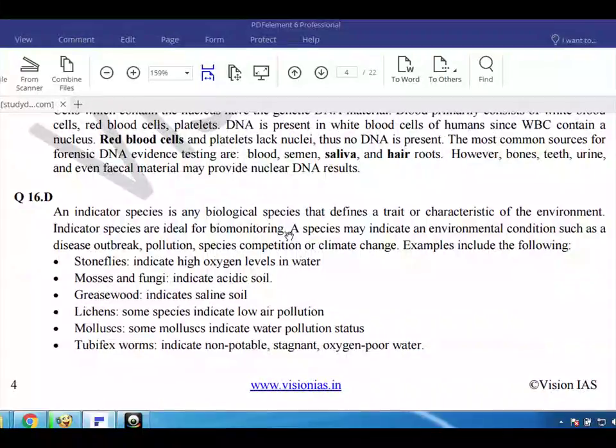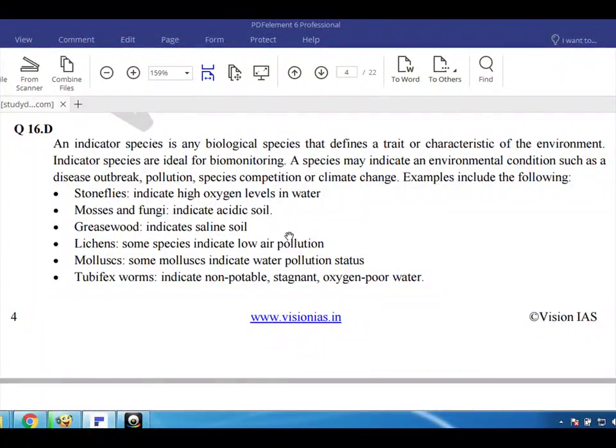Q16.E An indicator species is any biological species that defines a trait or characteristic of the environment. Indicator species are ideal for biomonitoring. A species may indicate an environmental condition such as a disease outbreak, pollution, species competition, or climate change. Examples include the following: stoneflies indicate high oxygen levels in water. Mosses and fungi indicate acidic soil.